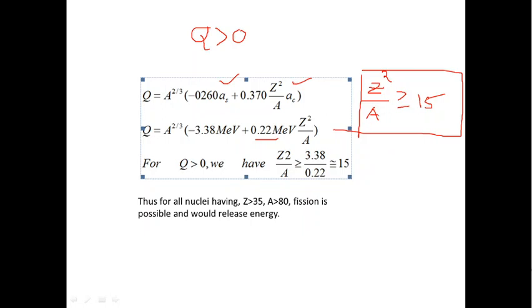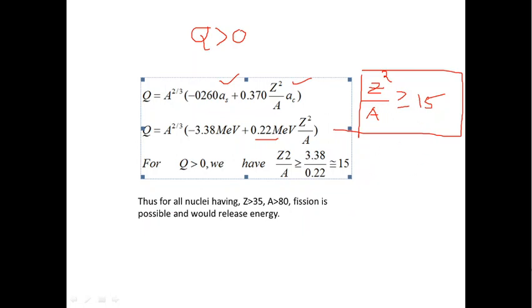So all those elements, this is the threshold. Any value less than 15, they will not undergo fission. So you don't have to waste your energy trying to carry out fission on those elements. If you want to do it artificially, then you have to choose candidates whose Z square upon A is greater than or equal to 15. That's also one of the suggestions of this derivation. So this is the limit.